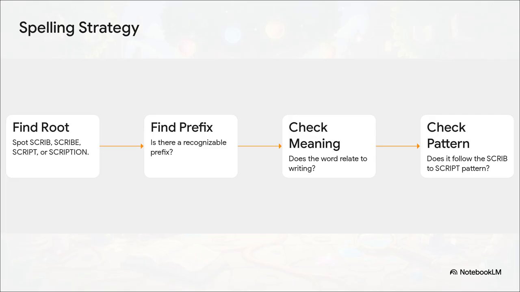To wrap up our lesson, I want to give you Professor Quill's ultimate 4-step strategic playbook. When you are standing on that stage and you encounter a completely unfamiliar word, I want you to ask yourself these 4 things with clear authority. 1. Do you hear scrib, script, or scription? 2. Is there a recognizable prefix attached, like in, pre, sub, trans, post, or circum? 3. Does the definition they give you relate to writing? And 4. Does it follow the magical scrib to script transformation pattern? Asking these questions replaces sheer panic with pure logic.